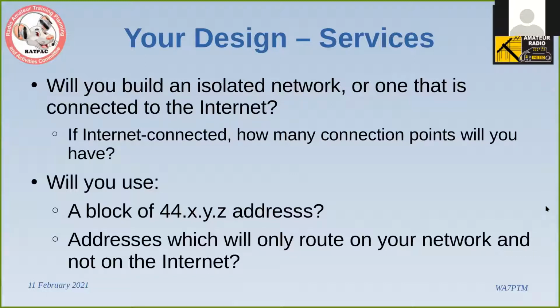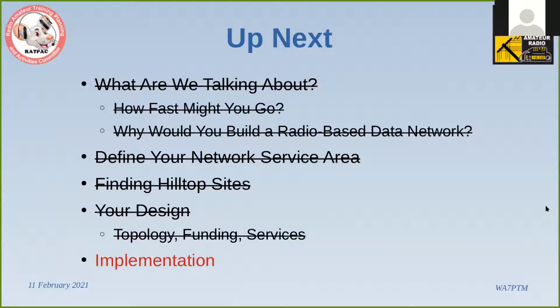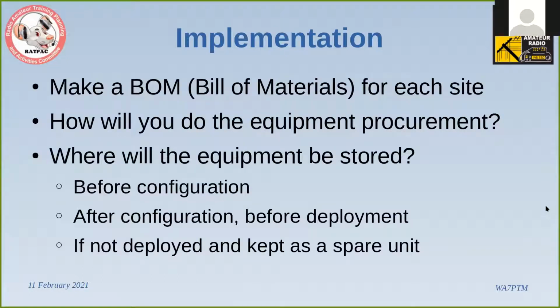Or will you use like 192.168 or 172.31 or something like that, addresses that don't route out on the internet to keep all the traffic internal. And then on the implementation, well, you need to make yourself a bill of materials, what you're going to need for each site. The ham folks have some of those for examples. Those are all different depending on each site, but they all have some really significant commonalities too.